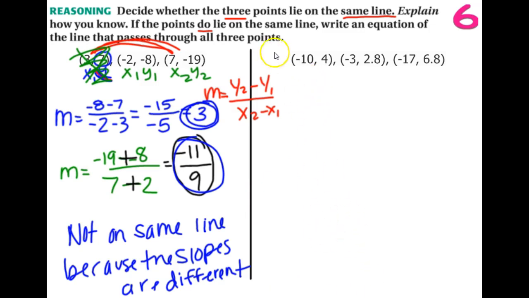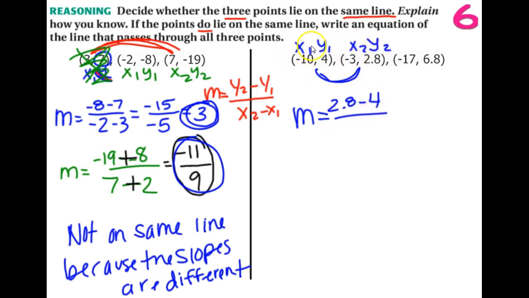Next, we're going to do the same thing. I'm going to first find the slope between these 2. So I'm going to label my points x, y first point, x, y second point, and plug in y2 minus y1. So I have 2.8 minus 4. And then x2 minus x1, we have negative 3 minus a negative 10. And those 2 negatives make a positive.